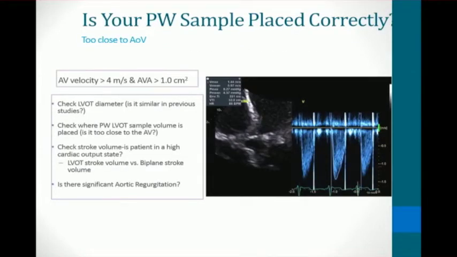So how can you tell if your pulse wave sample is too close to the aortic valve? If you have a high velocity across the aortic valve, but a large aortic valve area, your pulse wave sample may be too close to the aortic valve. Some things to check on your echo is the accuracy of the LVOT diameter. Another is to look at the overall hemodynamics of the patient. Was there significant aortic regurgitation, or is the patient in a high output state? If none applies, the pulse wave sample is too close.